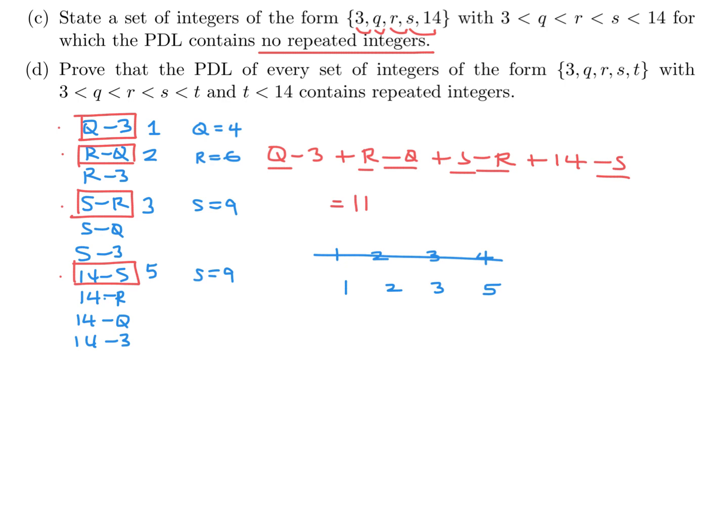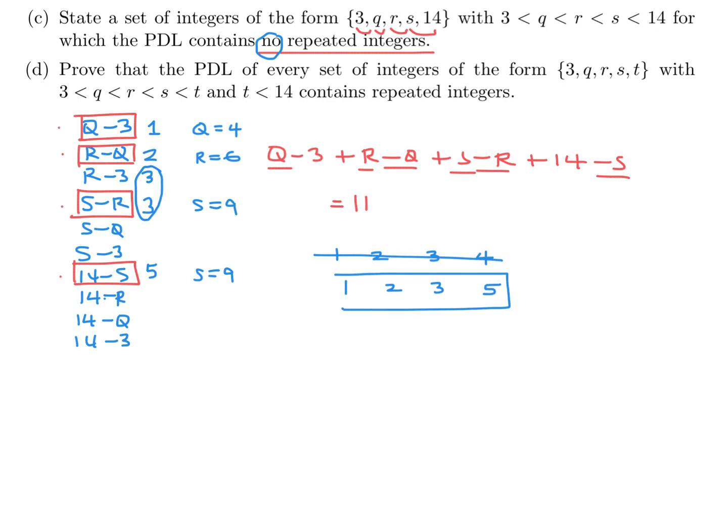Is that acceptable? Well, the only way I can figure that out is I have to figure out all these other ones. So R minus 3 would be 3. Oh, there you go. Immediately we got a repeat. We have to have no repeated integers. Okay, I got it.